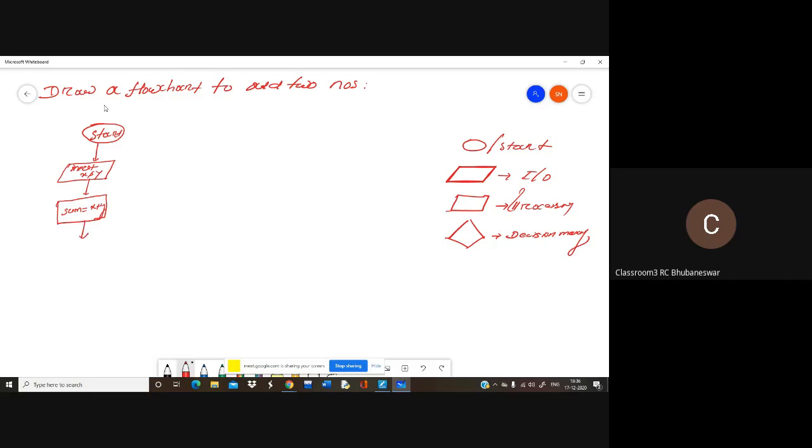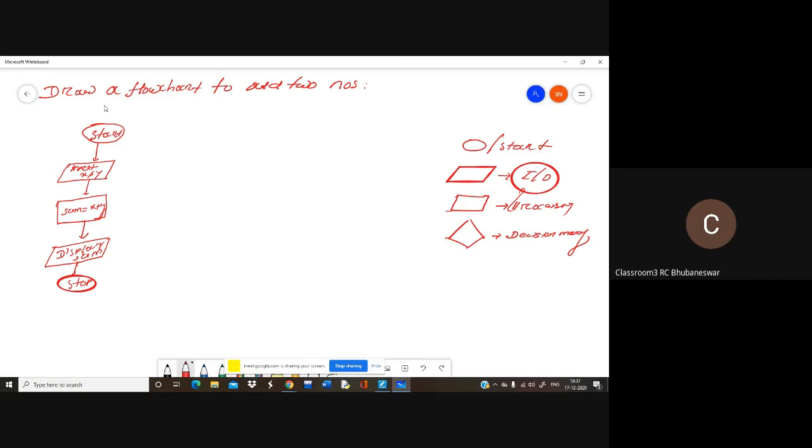Display the result. Display result means an input and output operation. So this is processing, and this is input output. Again, rectangle, parallelogram. So display the sum, or display the result. Then stop. Clear everyone? So it is a small example for your kind information.